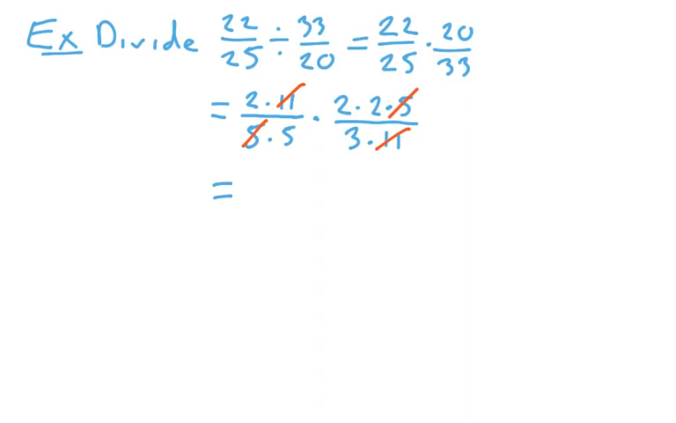In the numerator, you have 2 times 2 times 2. 2 times 2 is 4, times 2 is 8. In the denominator, 5 times 3 is 15. 8/15. That's how you divide those fractions. How about one more, just to be safe?